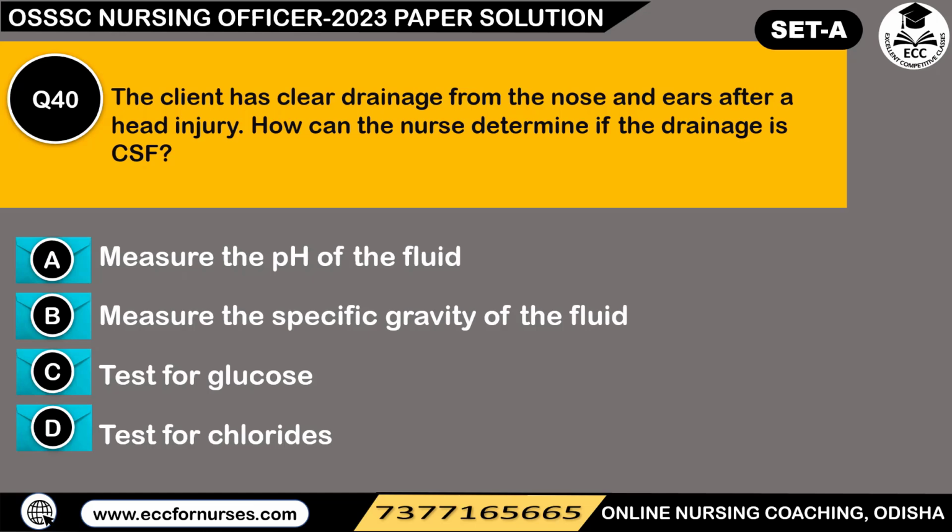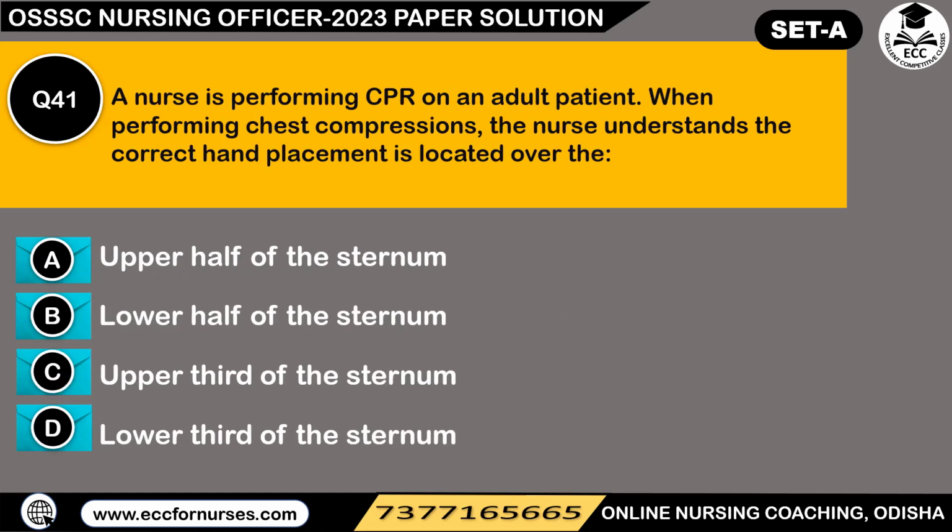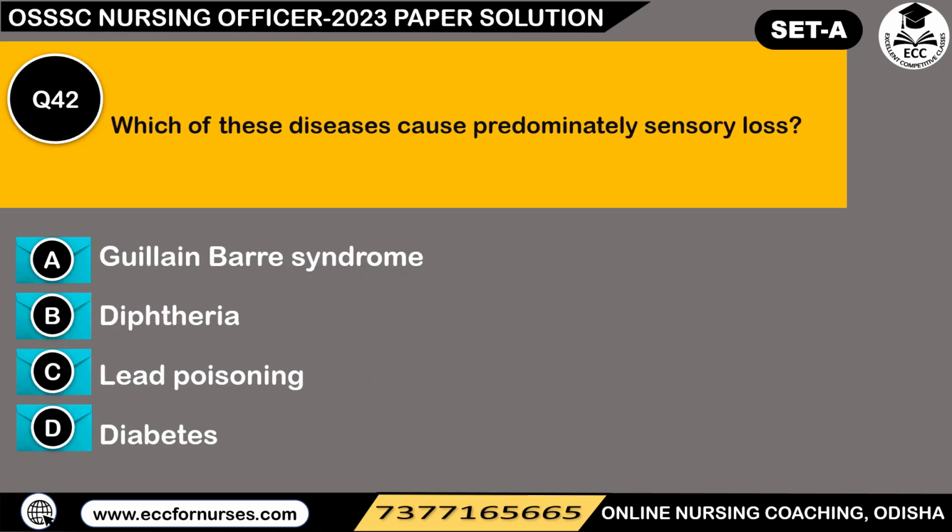Question number 40. The client has clear drainage from the nose and ear after a head injury. How can the nurse determine if the drainage is CSF? Answer is test for glucose. Question number 41. The nurse is performing CPR on an adult patient. When performing chest compressions, the nurse understands the correct hand placement is located over the lower half of the sternum.